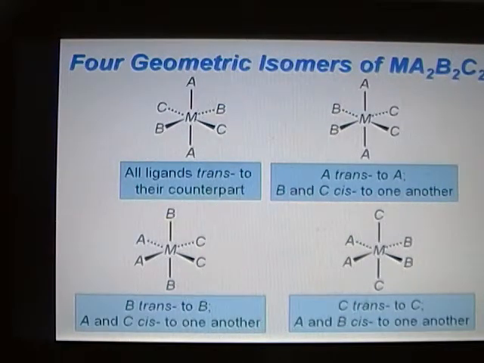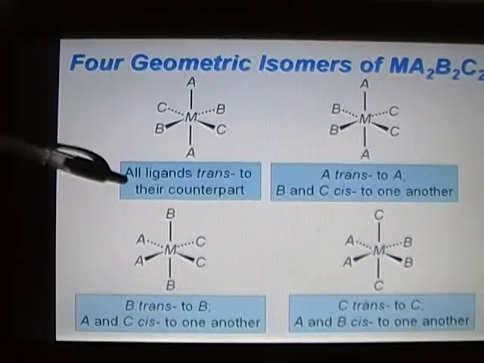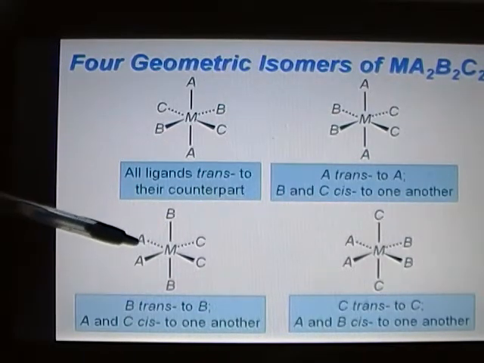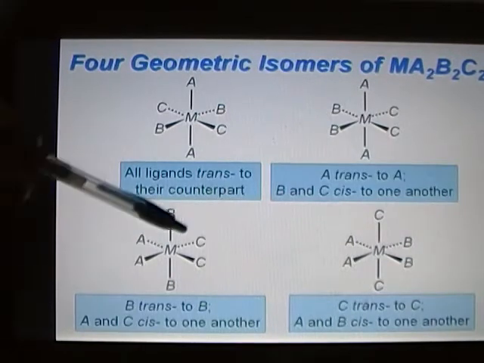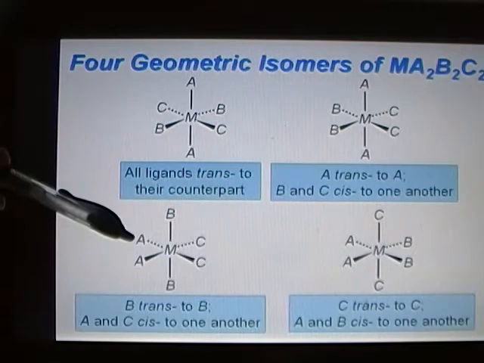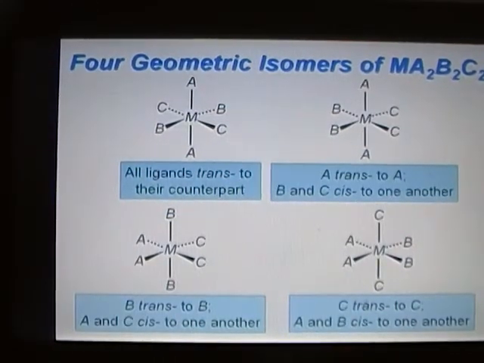In the third case, we now have the two B ligands trans to one another, but the two A's cis to one another and the two C's cis as well. This is different than the first two isomers that I have shown. The final isomer on this slide has the two C ligands trans to one another, the two A's cis and the two B's cis.